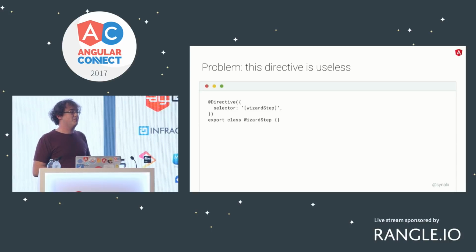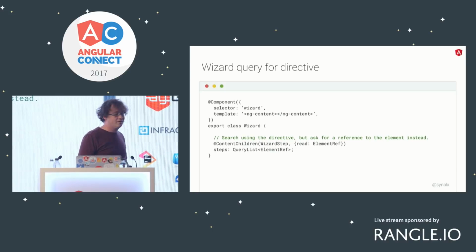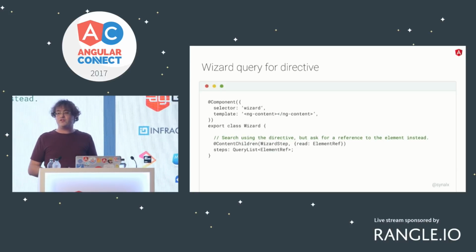So what we really want is a way to query based on the directive, but get something else back in our list. And we can take advantage of a feature of queries to do just that, and that's called reading. So we pass in a read instruction to view children, or content children, and that allows us to specify that the query should select elements with the wizard step directive, but we really are interested in the element references. Right? We can't read out the component type because the component is different, we don't know what it is. Right? And this is a little more useful.